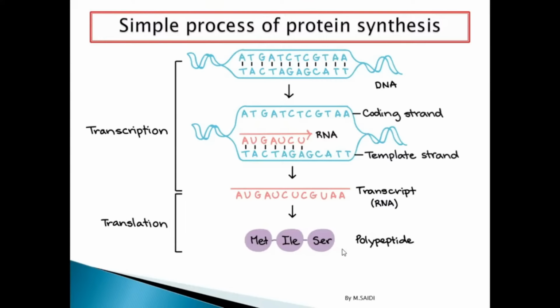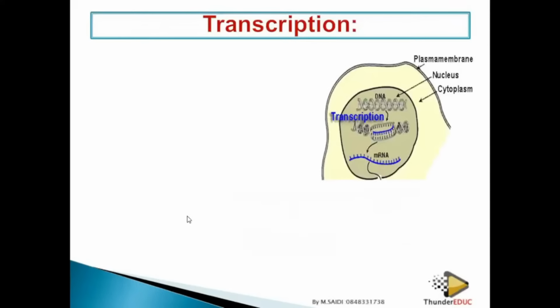Then amino acids are brought by the transfer RNA. They are joined together to form a polypeptide chain. So if the number of amino acids becomes a lot, 50 and above, then it forms what you call a protein. The protein is a heavy molecule compared to a polypeptide chain. So now let's look at what happens in transcription, what you write in the exam when we find such questions, and then what happens in translation.